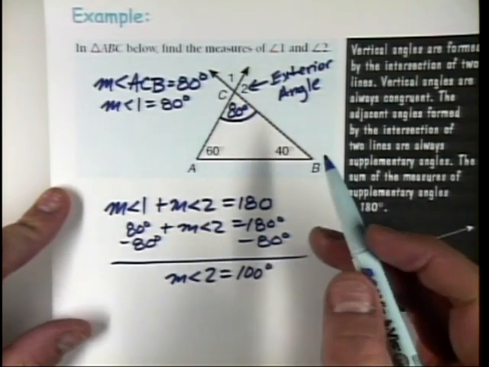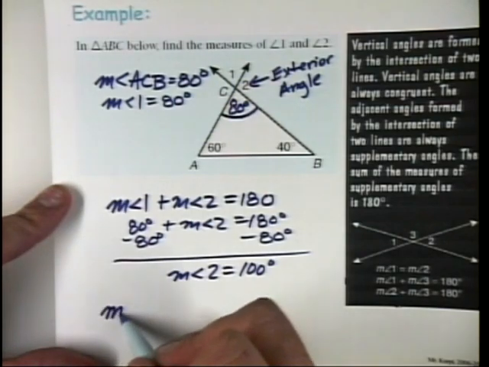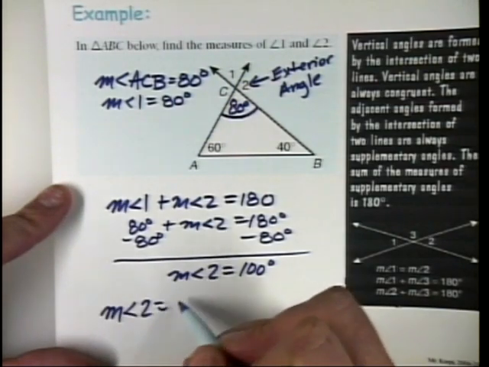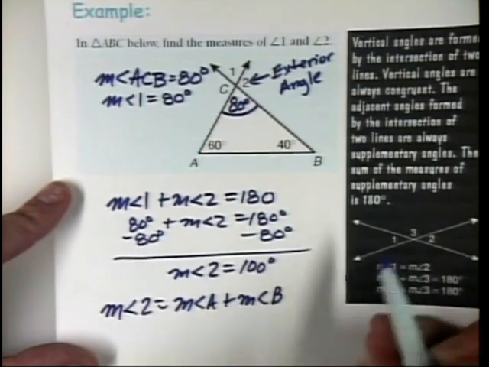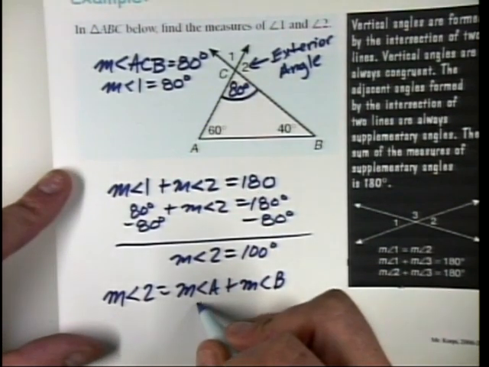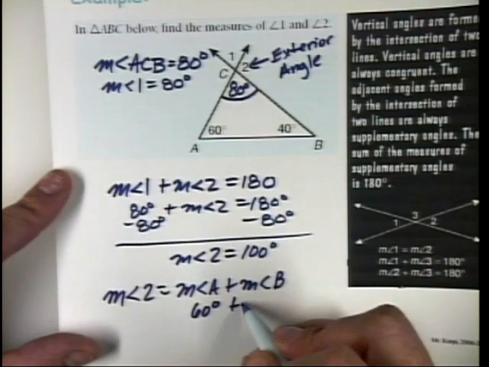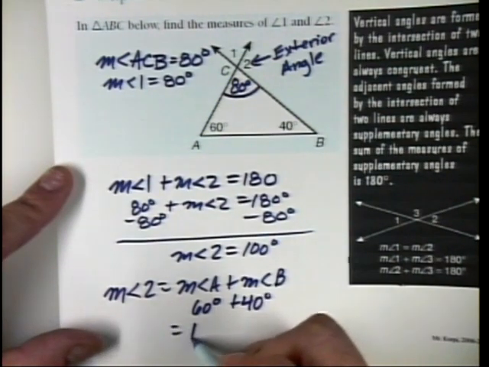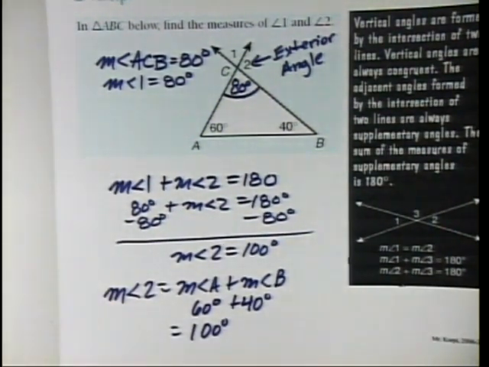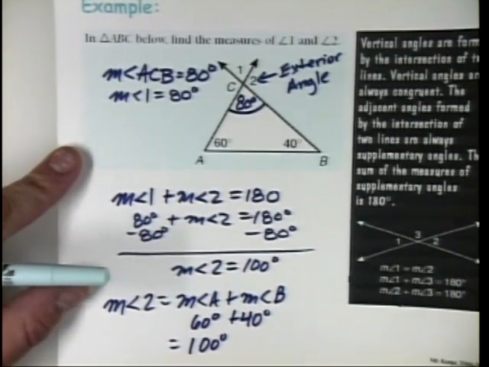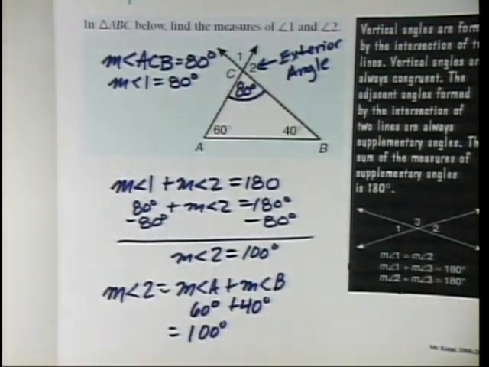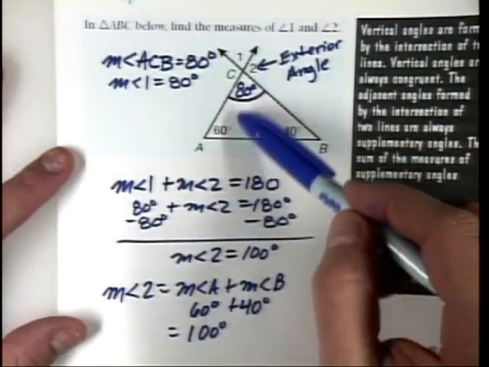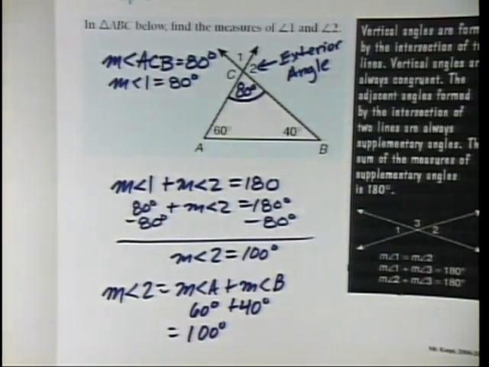So if we remembered that theorem, we could say that the measure of angle 2 is equal to the measure of angle A plus the measure of angle B. And since we know what those two are, that's going to be 60 degrees plus 40 degrees, and we get that it's 100 degrees. Okay, so if you remember the theorem, you can get there directly a little bit more quickly. But even if you don't remember that theorem, you can look at the diagram and you can work your way towards finding that measure by knowing vertical angles and then supplementary angles. It works out just as well.